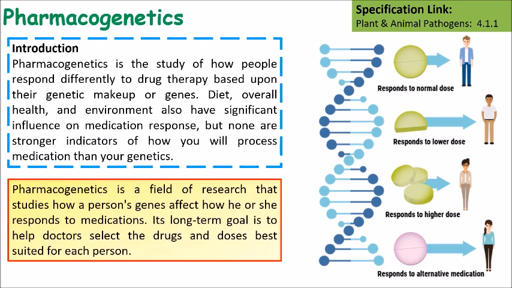Pharmacogenetics is a field of research that studies how a person's genes affect how he or she will respond to a drug on a long-term basis, or when we are looking at the dosage of a drug that a person should be given.